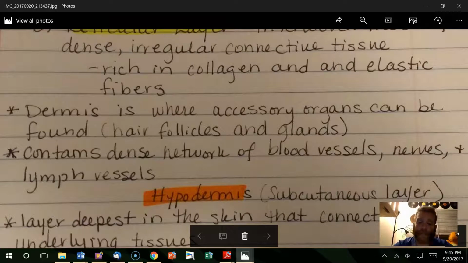Remember, nerves carry signals, and lymph vessels are there to pick up and transmit interstitial fluid as well as anything that leaks from your circulatory system. So it's kind of that backup.